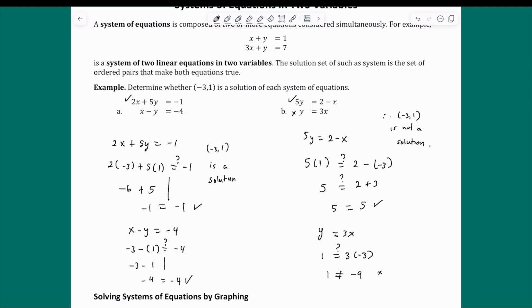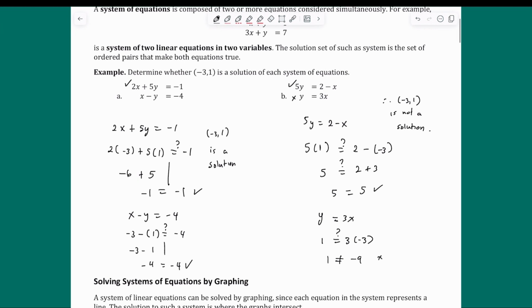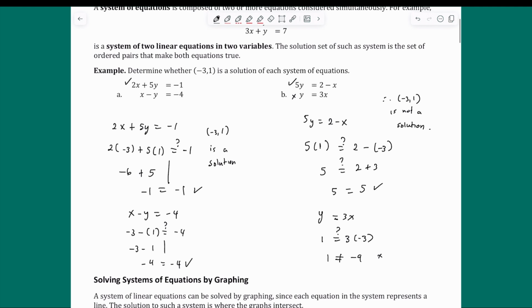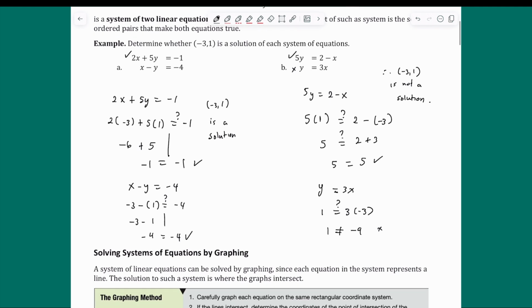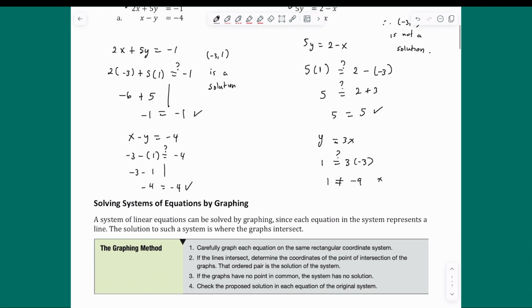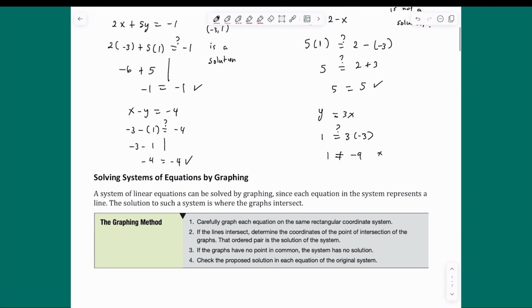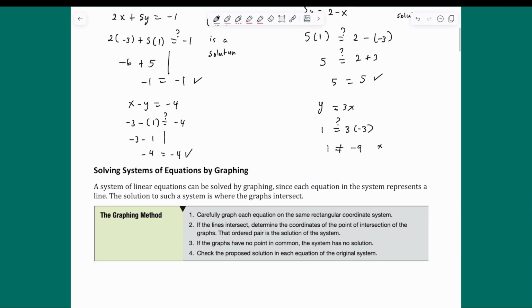Okay, so systems of equations in two equations and two variables can be solved by graphing. A system of linear equations can be solved by graphing. Since each equation in the system represents a line, the solution to such a system is where the graphs intersect. So that's the graphing method, if you want.